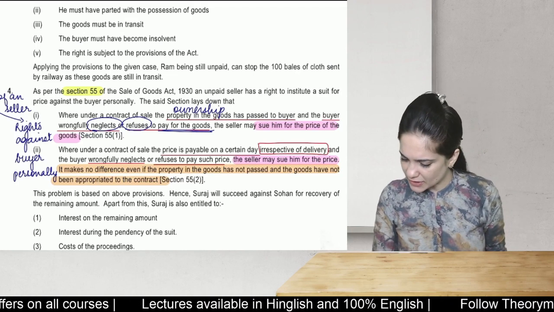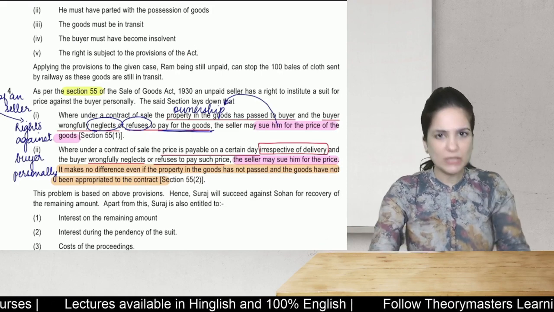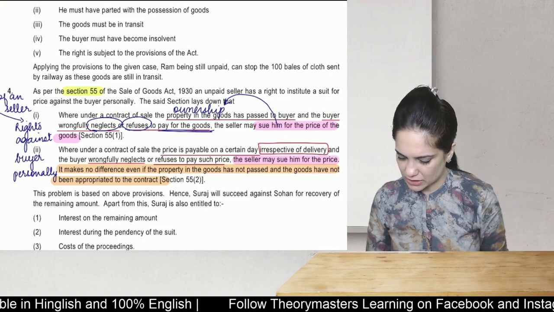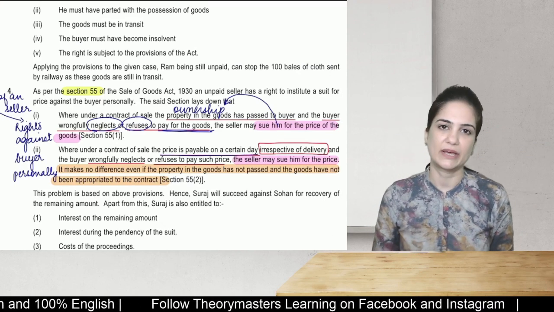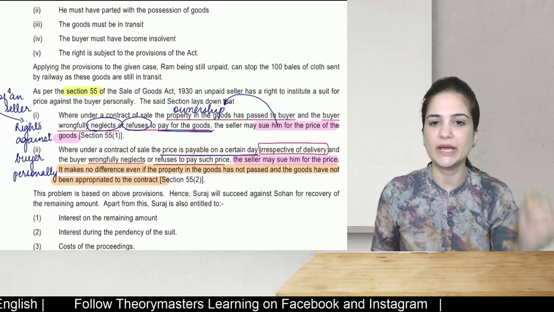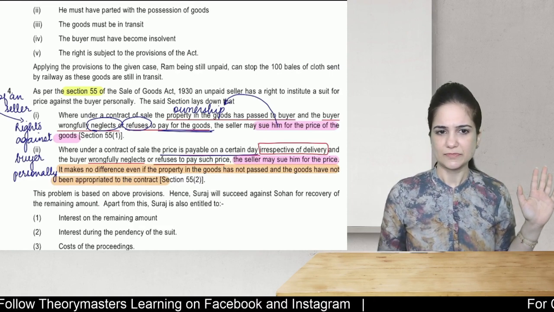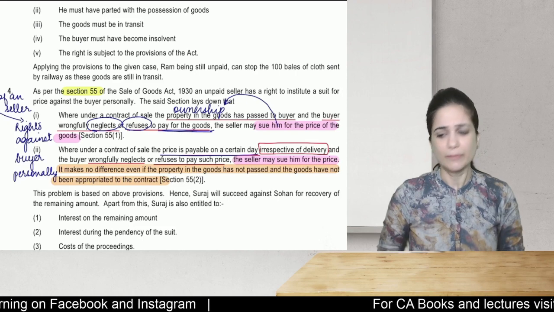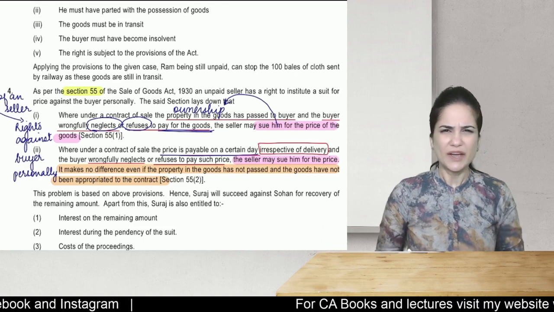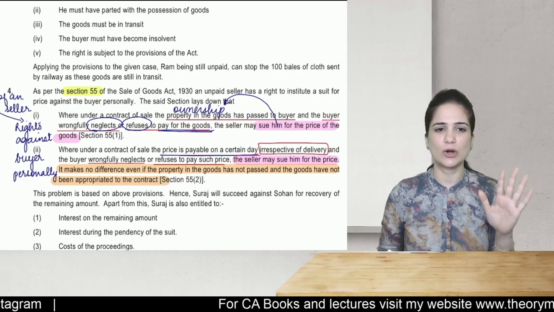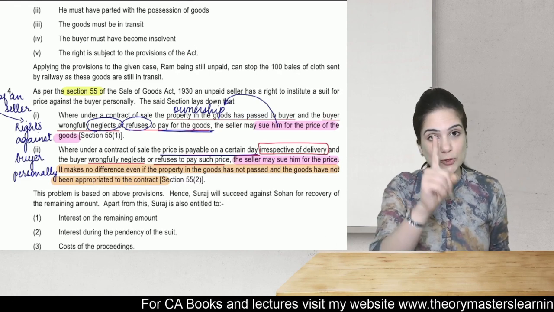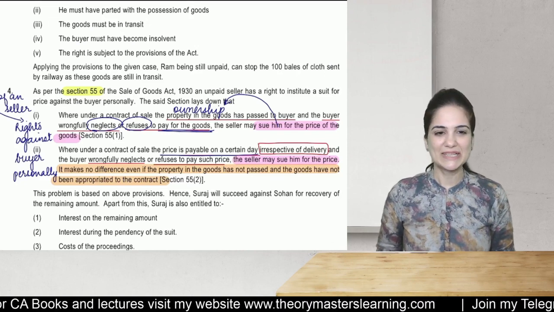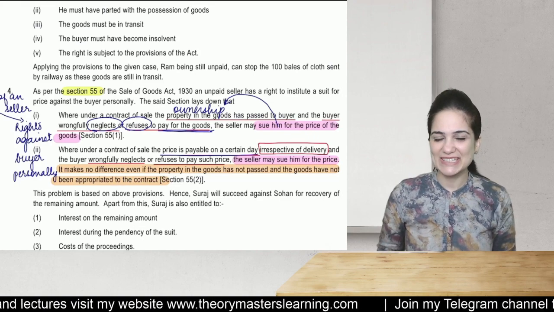Why? Because he has transferred ownership, no? Buyer, you are the owner, you are liable for the full price. But what if the price is payable on a certain day? Like I have promised that I will pay the price on this particular day, irrespective of delivery. Buyer has wrongfully neglected or refused to pay the price, seller may sue him for the price because you had promised you will pay it on a particular day. It makes no difference if the ownership has been transferred or not, goods have been appropriated or not. You had promised to pay the price on a particular day, you have to pay the price. So in this case, we can take action against the buyer personally.